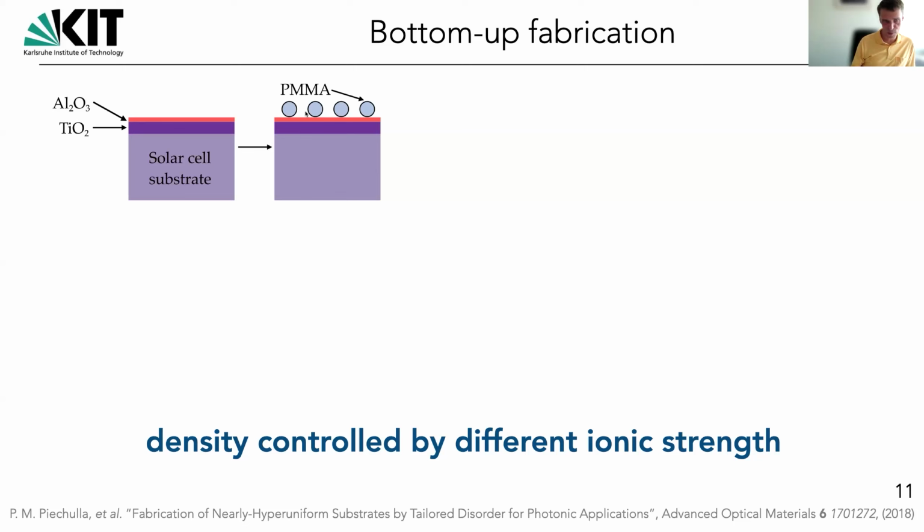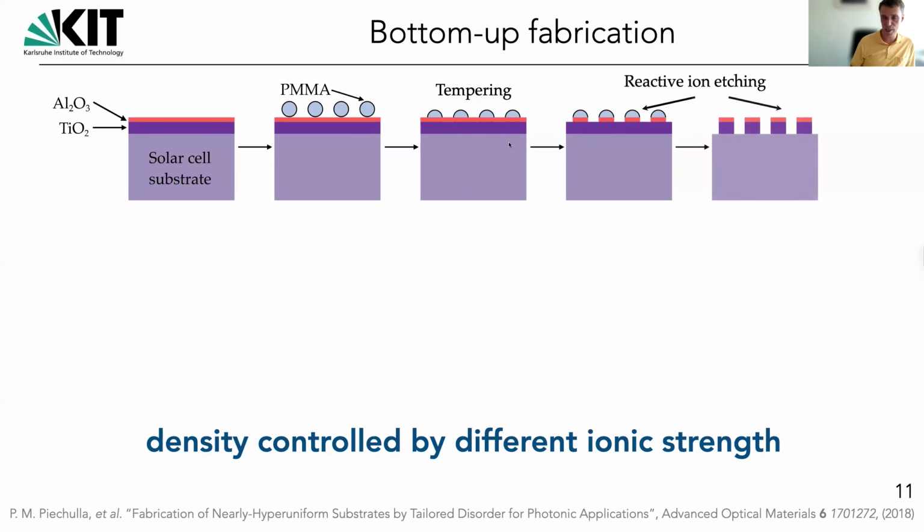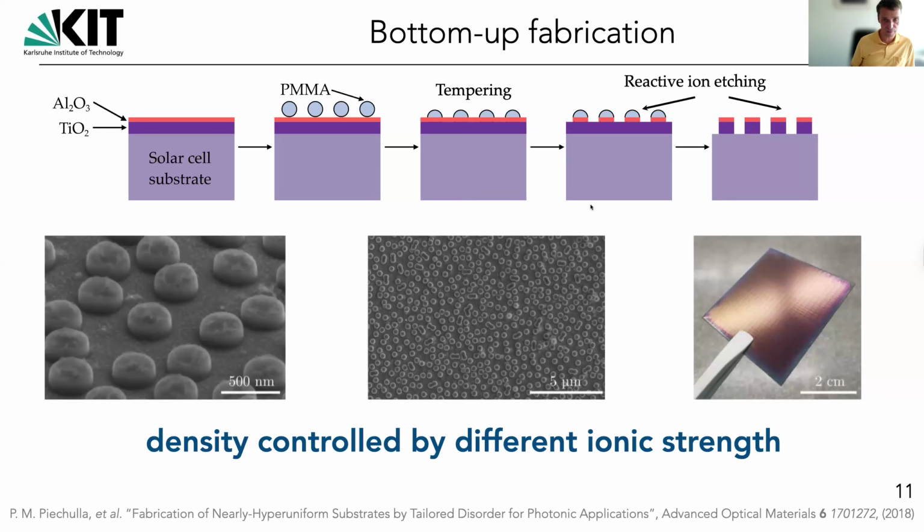So PMMA is nice, but of course this is not a very good structure actually, because it doesn't scatter very strongly. So that's why we are using this kind of tempering technique and then reactive ion etching in order to translate the shape of these PMMA spheres into this titania layer, which are then going to be disks, arranged on top of the solar cell here in a hyper-uniform disordered manner, or correlated disordered manner, as it's more precisely called.